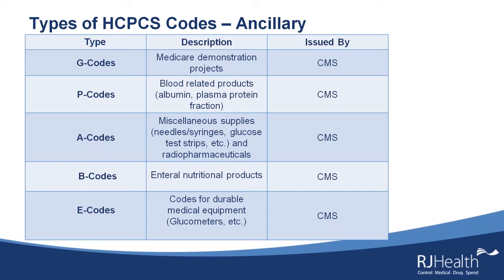P codes for blood products, and then the G codes are kind of interesting, Medicare demonstration products or projects. So the new flu codes sometimes can go into those G codes, as well as anything else that CMS is trying to track as it relates to either new types of products or new treatment.